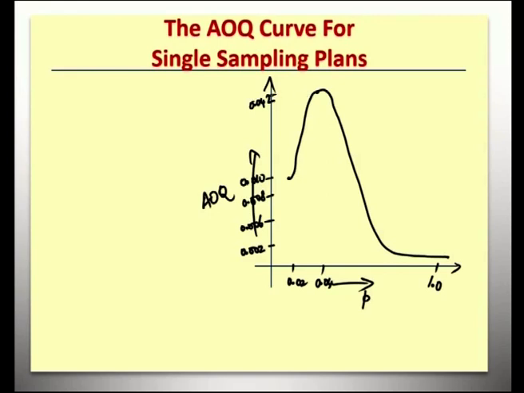You can see the maximum limit is the AOQL, the average outgoing quality limit. We can see that it is above 0.042, so it is about 0.046, somewhat like that. This is how AOQL is found from the plotted AOQ curve.